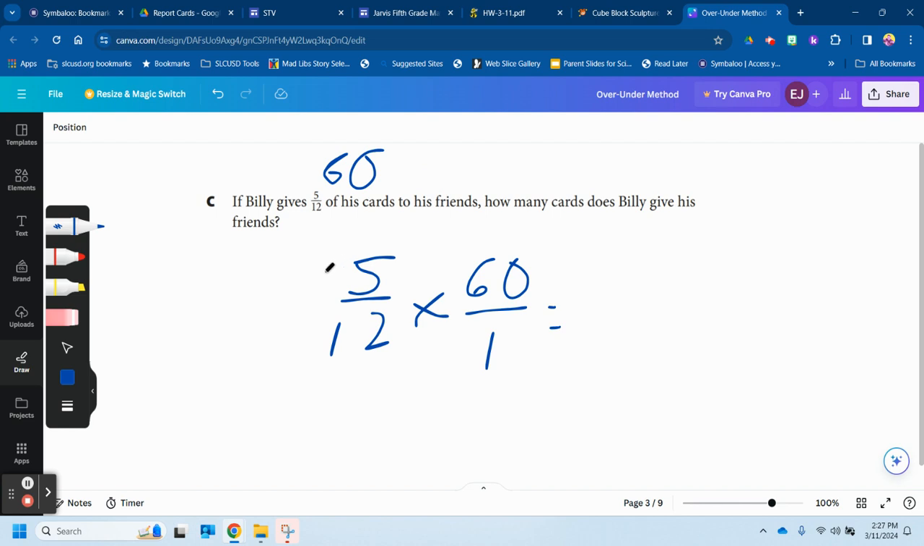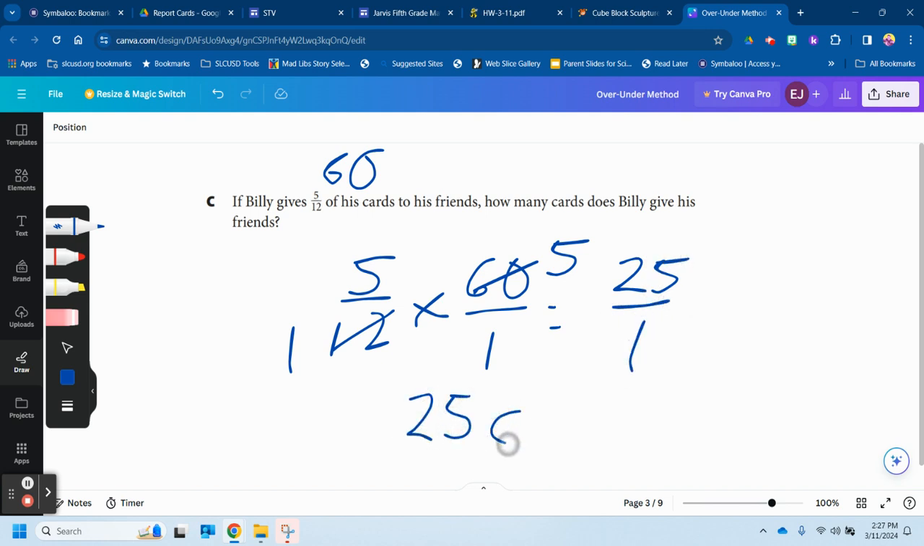Can I simplify 5/12? Is there a common factor between 5 and 12? How about 12 and 60? Well, they're both even, so there has to be one. I'll just give you a clue. It is 12. 12 divided by 12 is 1. 60 divided by 12 is 5. And that would be 25 ones. So he gave away 25 cards.